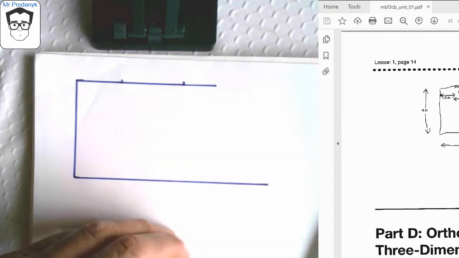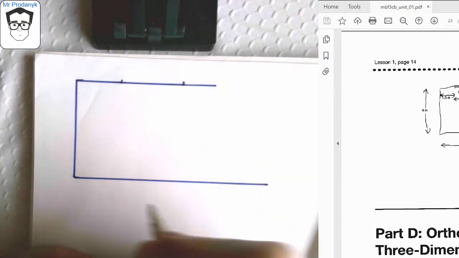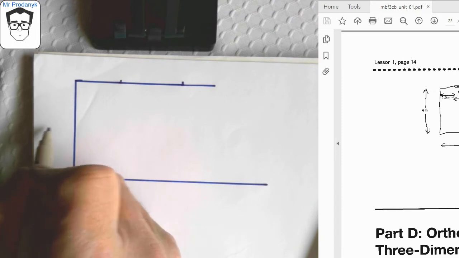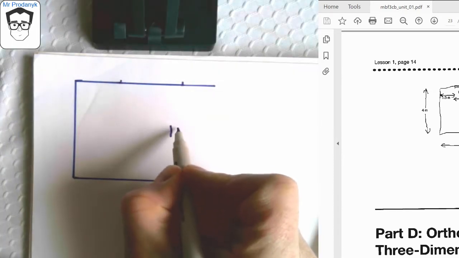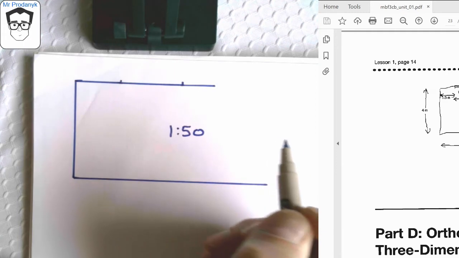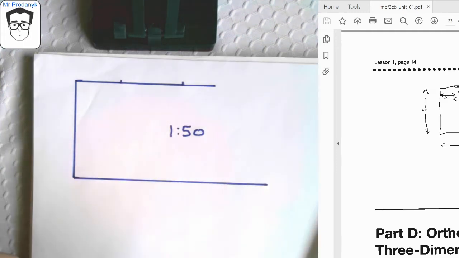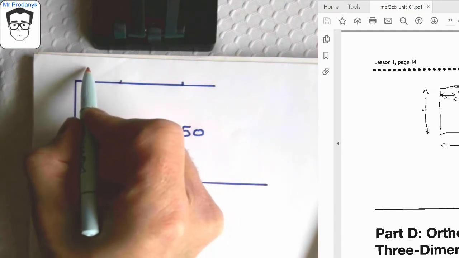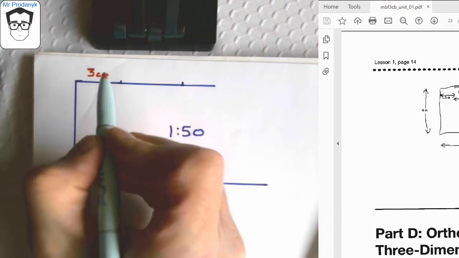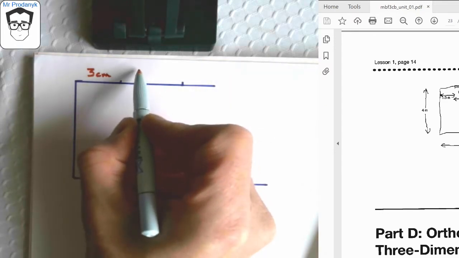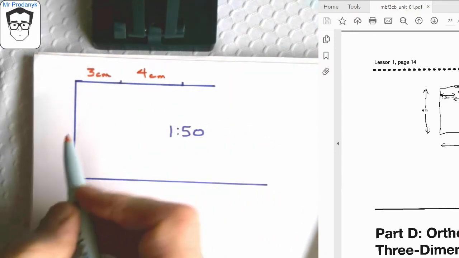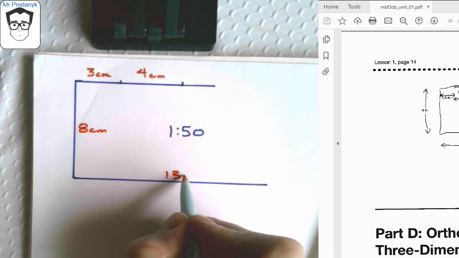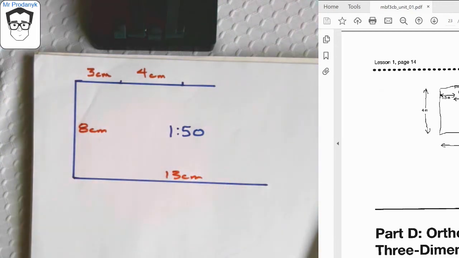Now, you're probably going to have to turn your page sideways here. It takes a little bit of planning to figure this out. But this is 8 centimeters, so this is a 1 to 50 scale drawing. And as we saw in our rough calculations, this length right here is a 3 centimeters that I just drew on the drawing. This is 4 centimeters that I just drew on the drawing. This is 8 centimeters, and this is 13 centimeters. I haven't done the whole drawing.